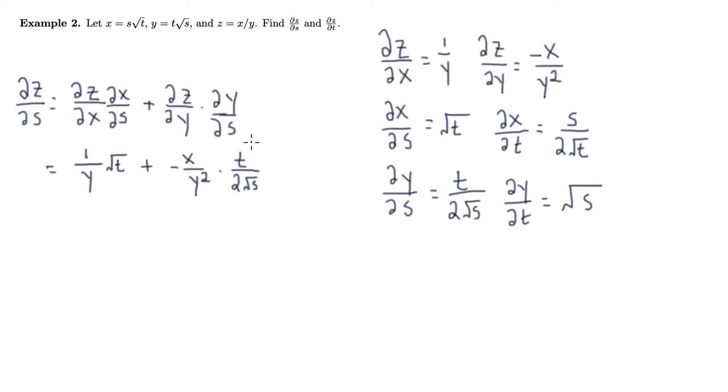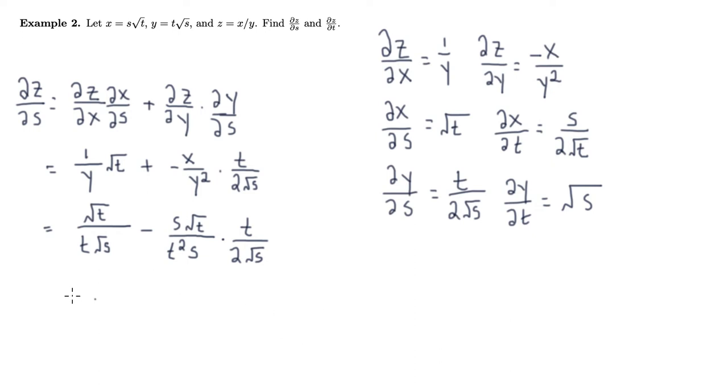Okay, so let's actually fill in what x and y are. So y is t root s. So we're going to have root t over t root s, plus, okay, negative, I guess I can just write minus, x is s root t, and then y squared is t squared s, and then times t over 2 root s.